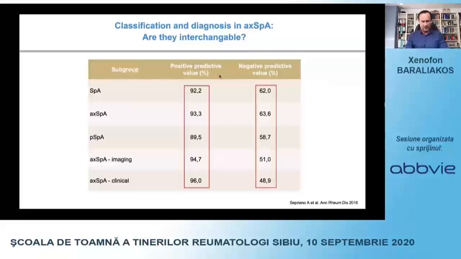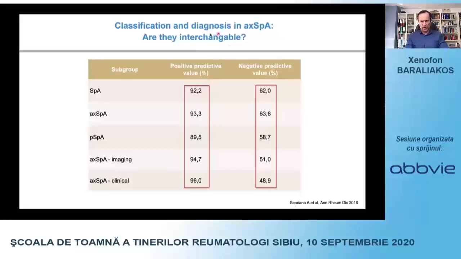They did find out that the positive predictive value of the classification most of the time also confirmed the diagnosis, and the negative predictive value was not bad either. This means what was positive on the ASAS classification criteria was also positive for diagnosis, and what was negative was actually 50% positive for diagnosis later.